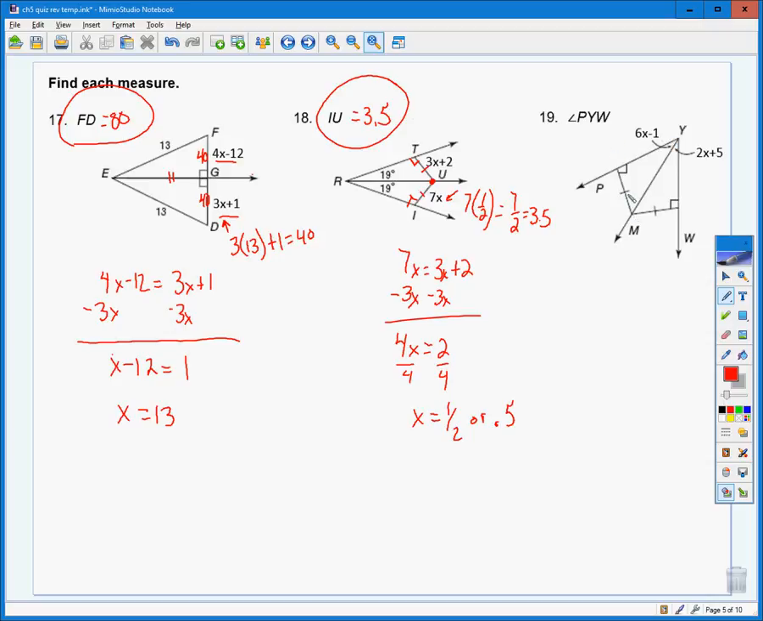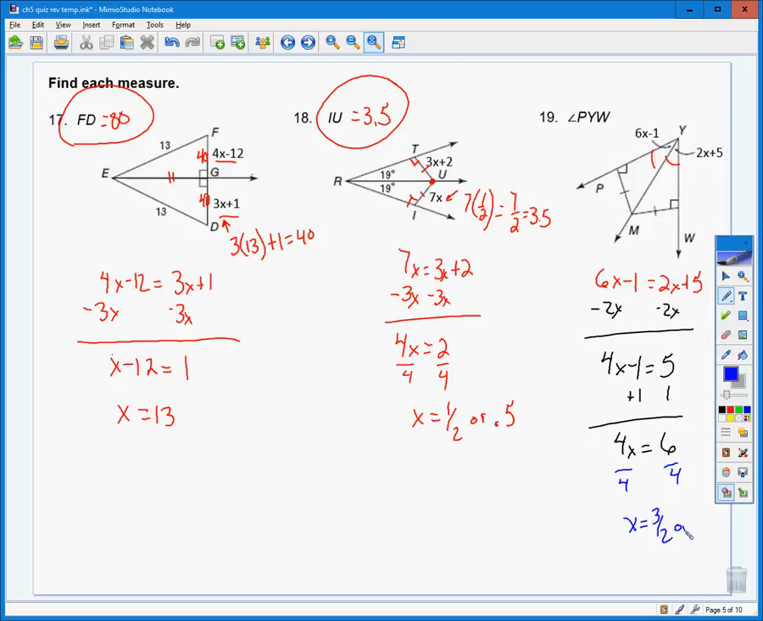Because MP and MW are the same distance from the sides of the triangle, then I know that YM is an angle bisector. It cuts this angle into two congruent pieces. So 6x minus 1 is equal to 2x plus 5. Solving for x, I'm going to subtract 2x. 4x minus 1 is equal to 5. Adding 1, 4x is equal to 6, and then dividing by 4, x is equal to 3 over 2, or 1.5.